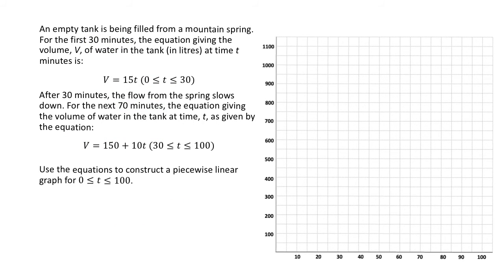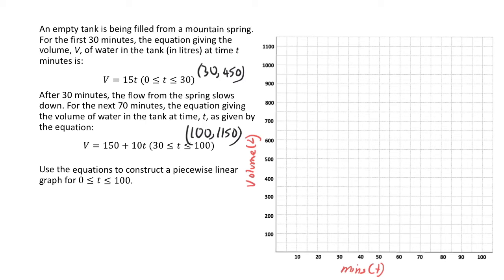Now that we have our Cartesian plane and our points (30, 450) and (100, 1,150), we can start graphing. Before I start, I'll add some labels for my x and y axes. Down the bottom we have minutes, which is t, and up the side we have volume, which is in liters.